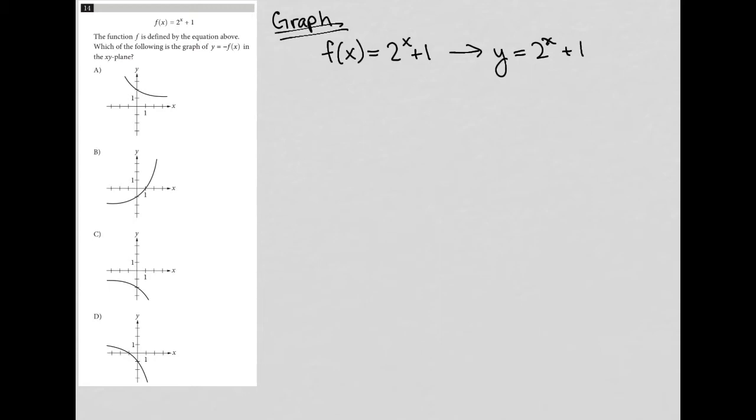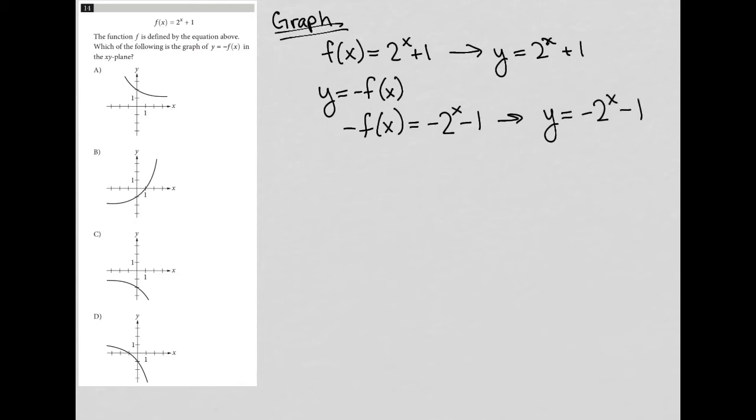Which of the following is the graph of y equals negative f of x? So y equals negative f of x. Well, what is negative f of x? Negative f of x would just be the negative of the 2 to the x plus 1, which gives us negative 2 to the x minus 1. So then what we actually have here is y equals negative 2 to the x minus 1. And we just want to know which one of these graphs fits this particular equation.